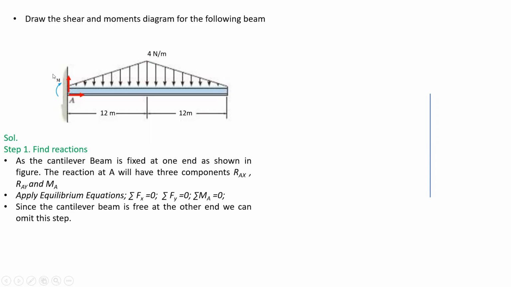Now, to find these three reactions, we can apply the equilibrium equations: sigma Fx is equal to 0, sigma Fy is equal to 0, and sigma MA, the moment about point A, is equal to 0. But as the beam is free at the other end, this step can be omitted. This is general practice: whenever we are finding the shear force and bending moment diagram of a cantilever, we will always start with the free end and omit the step of finding the reactions.